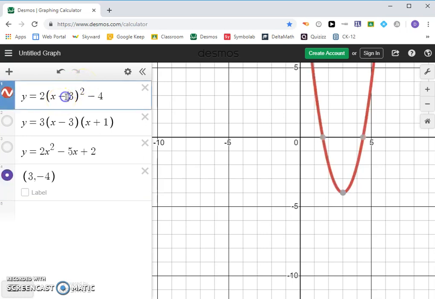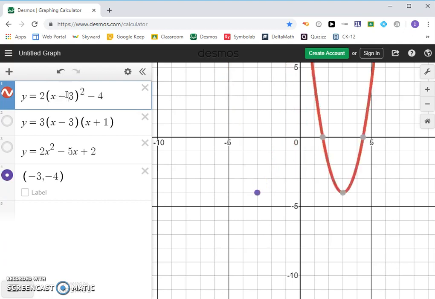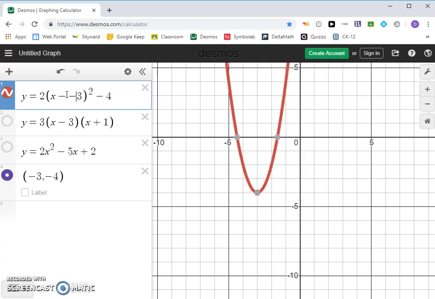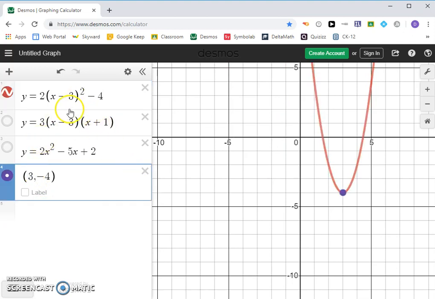Now I want you to notice something. If this minus was actually a plus, look what happens to it. Now the x-coordinate is at negative 3. And the reason is that plus could have been written as minus a negative 3. Okay, so plus is the same thing as minus a negative. And so you can still see it's x minus the x-coordinate of the vertex. Okay. So the vertex can be read right off of that easily. Okay. And then we'll talk a little bit about this 2 in just a little bit.